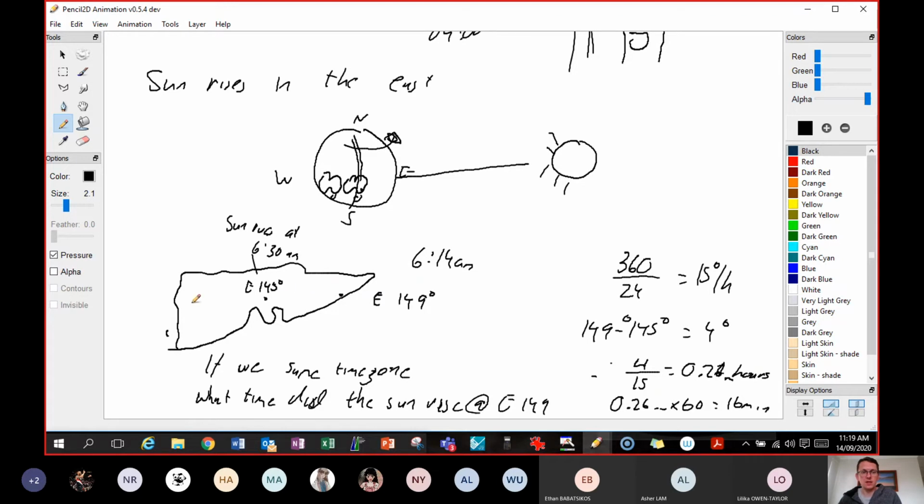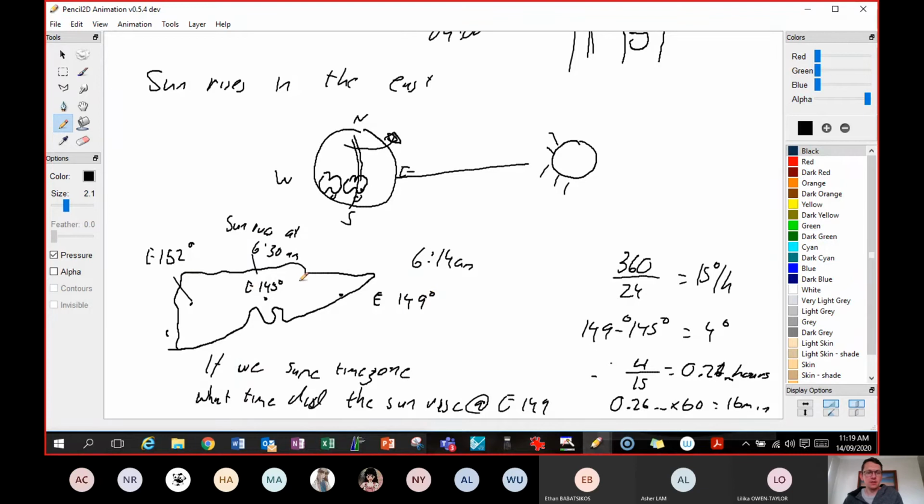Now, if you had another point over here, and let's just say that was easterly, let's just go with 52, right? What time would the sun rise there? Now, obviously, it's going to be a bit later because it's more westerly. So the more westerly, the later it is. The more easterly, the earlier the sun rises.